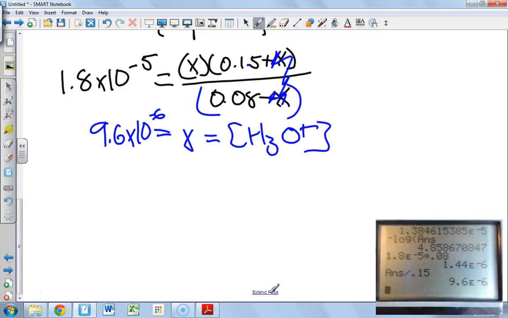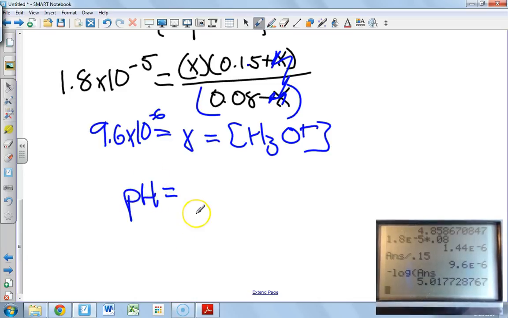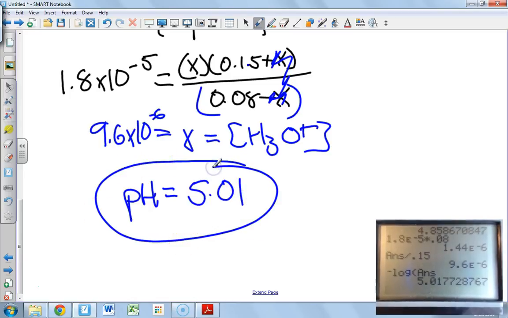And so now, hopefully, this pH is higher, right? We want it to be higher than what our pH was before, which was 4.86. Okay, so we're going to do the negative log of that answer, and we get that pH equals 5.01, and that makes sense.